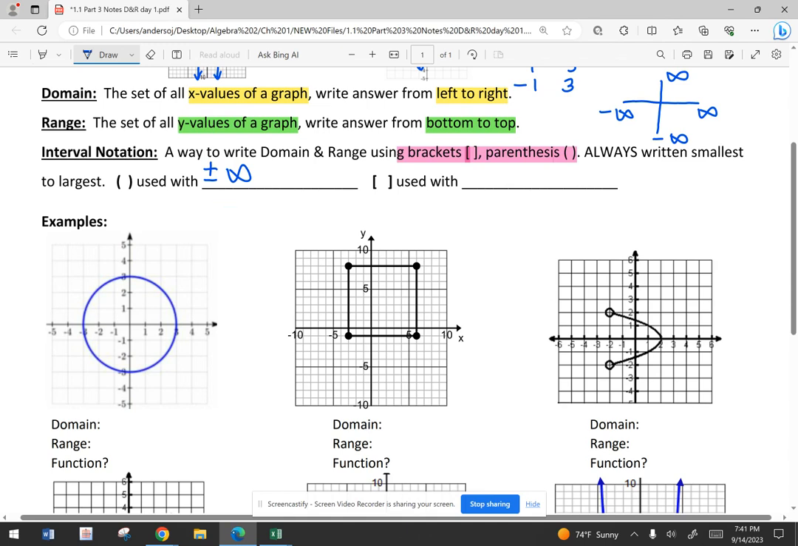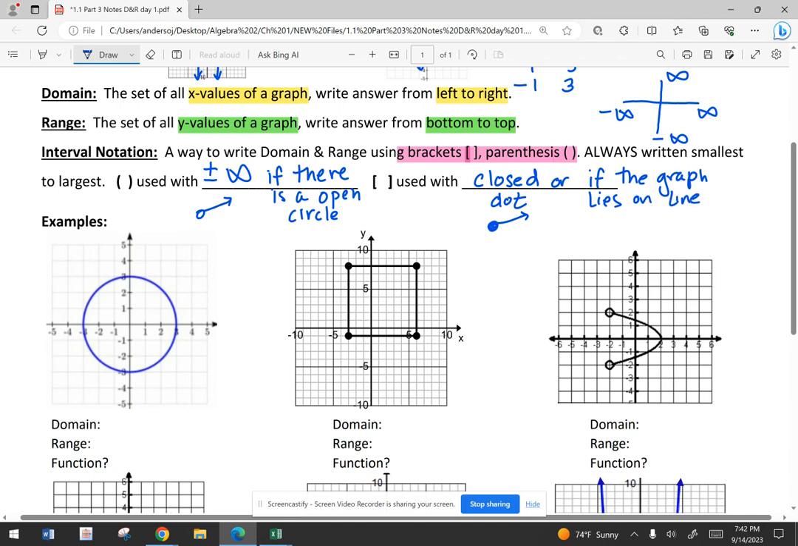Another time when you would use a set of parentheses is if there is an open circle. So you see a graph and it starts with an open circle. You're going to use a bracket when you see a closed dot or a closed circle, or if the graph lies on the line. I'll talk about what that looks like here in a moment.